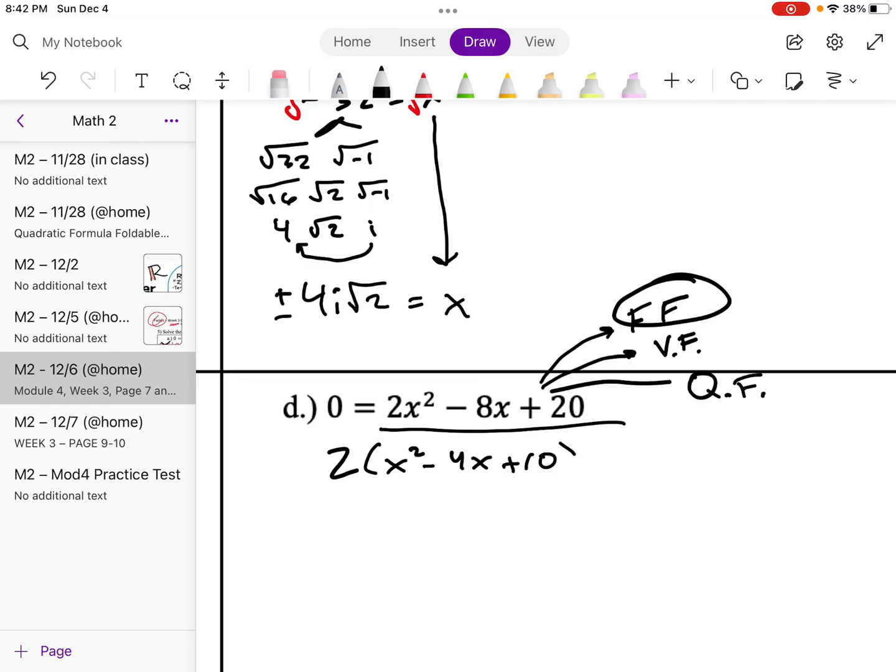If I can pull a 2 out of everything, and then try to figure out what times, let's see if factored form even works. So we've got 10 and a negative 4. Unfortunately, that one doesn't work, so maybe I won't do it this method. Maybe I'll try completing the square.